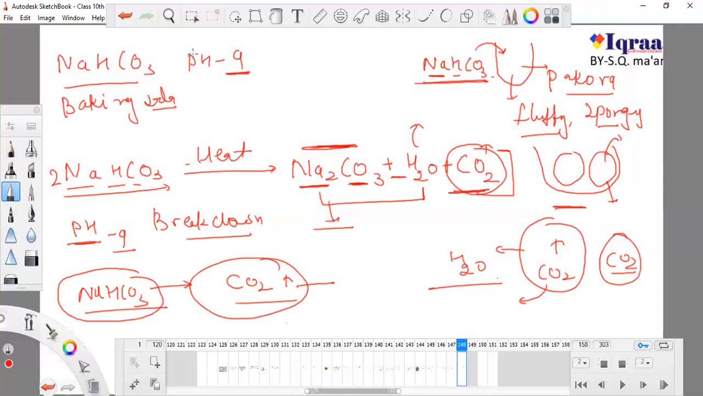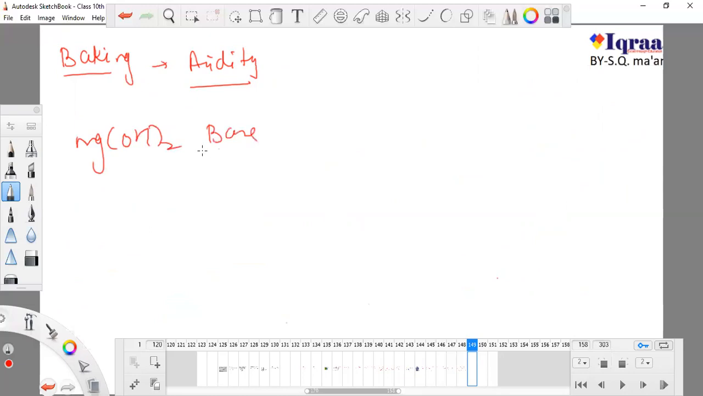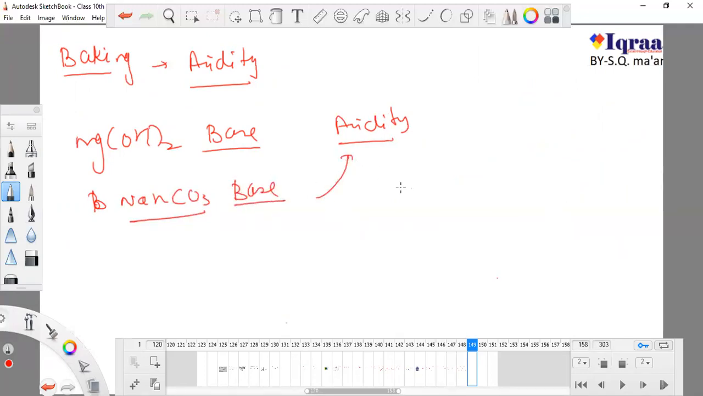So this is baking soda. We can eat baking soda, definitely you can eat baking soda. Sometimes we use baking soda when we are having acidity. We studied milk of magnesia also, which is also a base, and we can use it when we suffer from acidity. But baking soda is also of much use. If we are having acidity, we can use baking soda, which is sodium hydrogen carbonate, because it is a base, though a mild base, so it can also help in acidity.